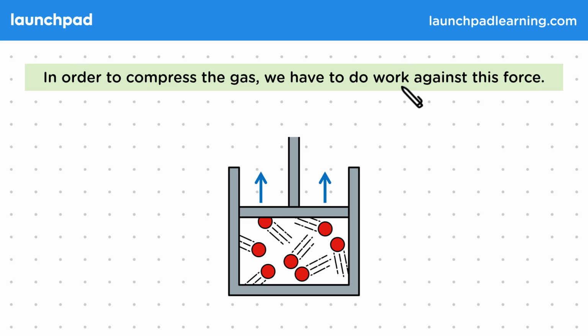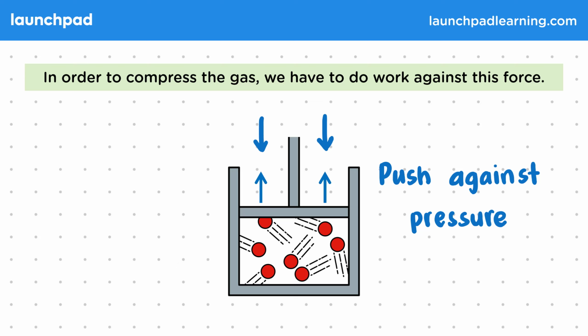Remember that work is when forces cause a change in energy, either because a force is making an object move, or an object is trying to move against an opposing force. So in this case, to compress the gas, we would be trying to move the press downwards. But this means we're trying to push against the pressure from the gas. In other words, we're trying to move the press against the outward force from the gas. And so, we have to do work against it.